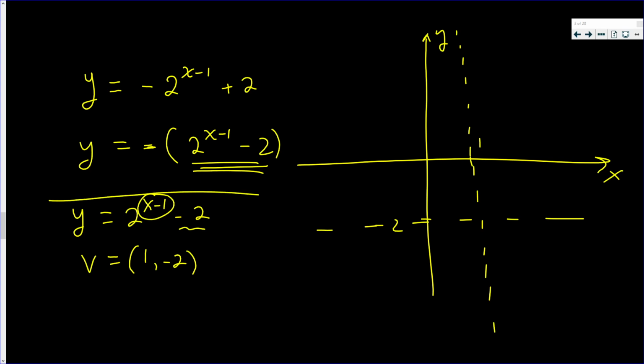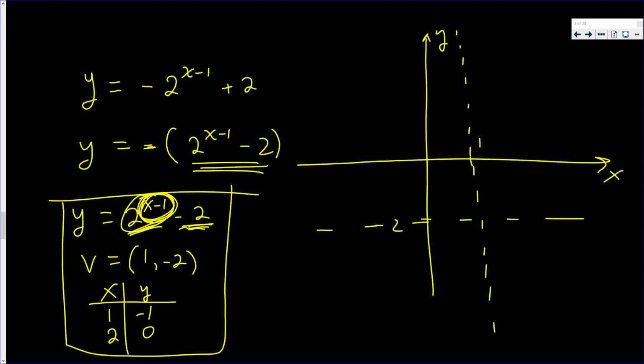Now, again, we're just graphing what's below that line. So, I want the power to be 0, and I want the power to be 1. Well, the power is 0 when x is 1. And 2 to the 0 is 1, minus 2 is negative 1. Now I want the power to be 1. So, I'll let x be 2. 2 minus 1 is 1. So, 2 to the 1 is 2, minus 2 is 0. So that gives me 2 points for the graph in that box.